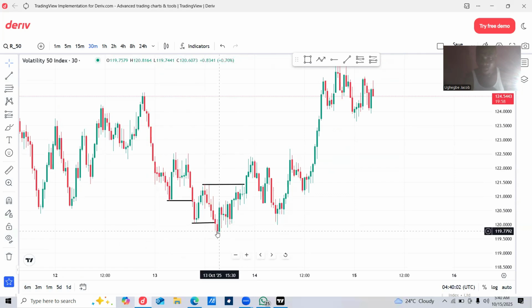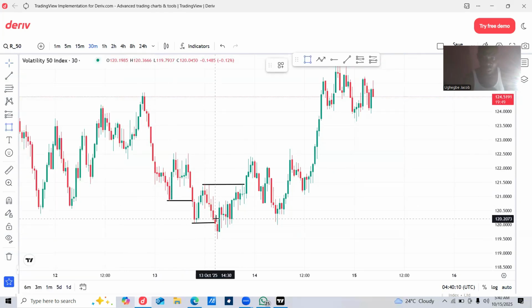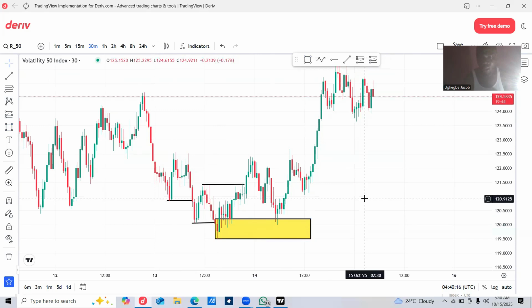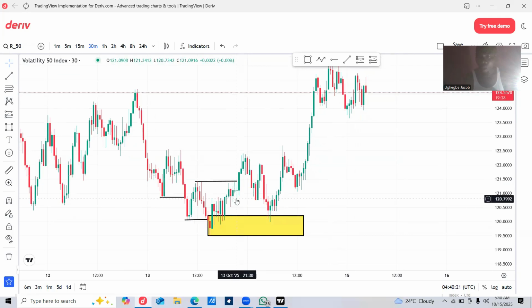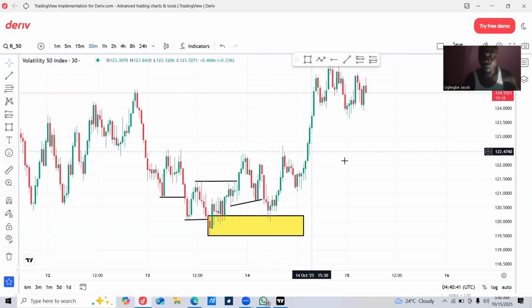Now, the last candle here, this last bearish candle before the push of this market, is our order block. The last push up in this candle is our order block. So from this area, you can see that we have a liquidity resting below this area, before our order block.